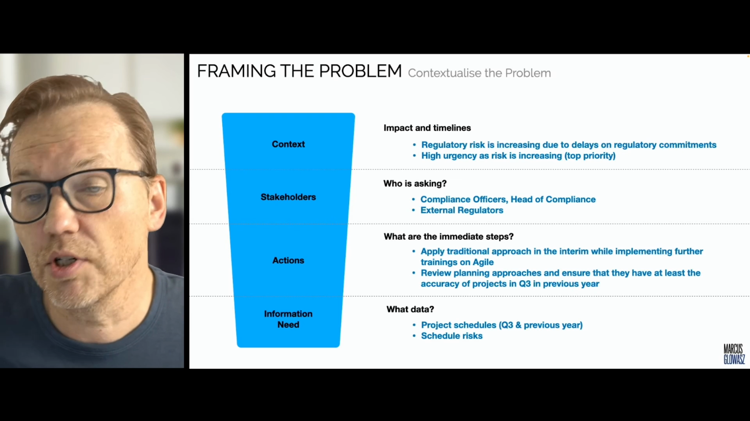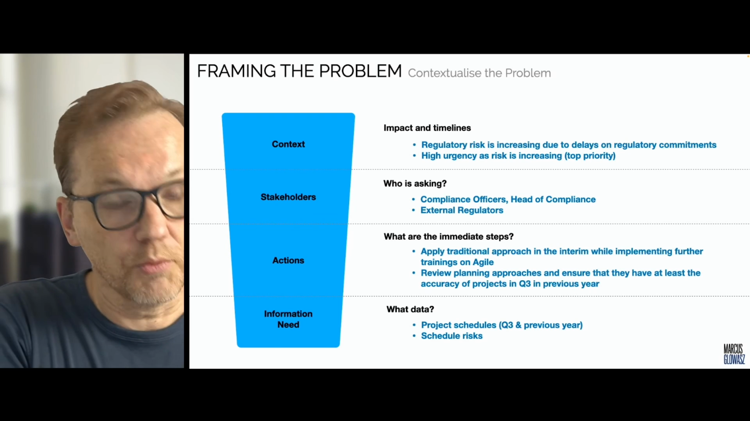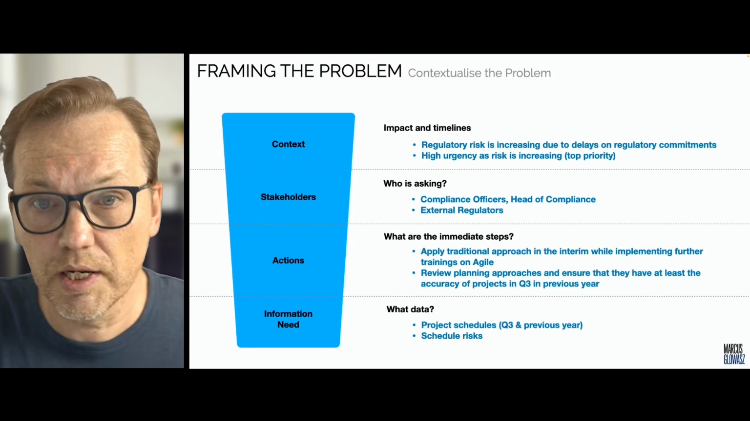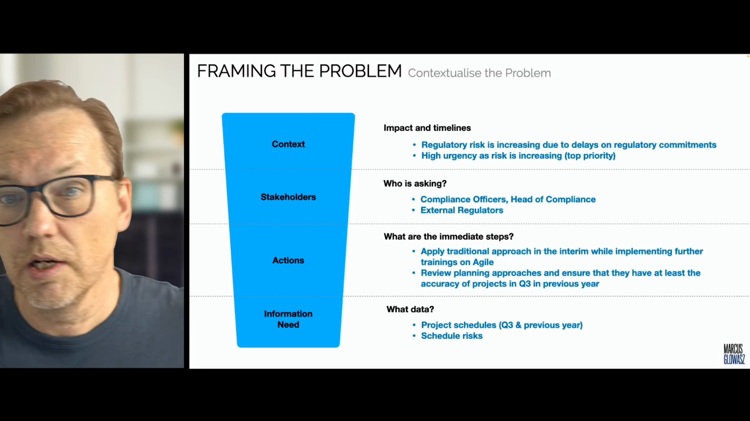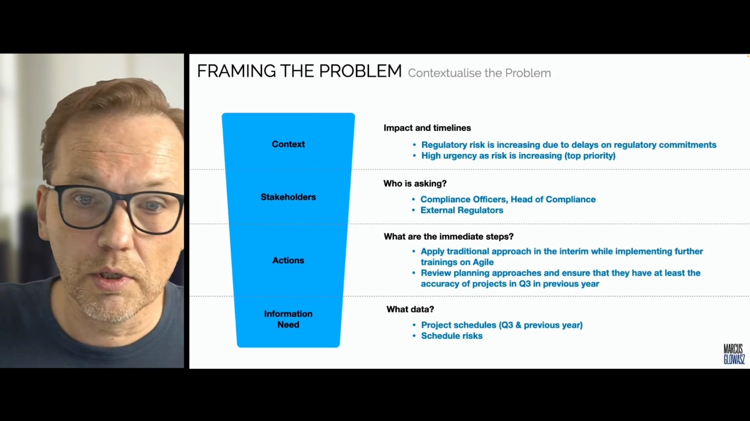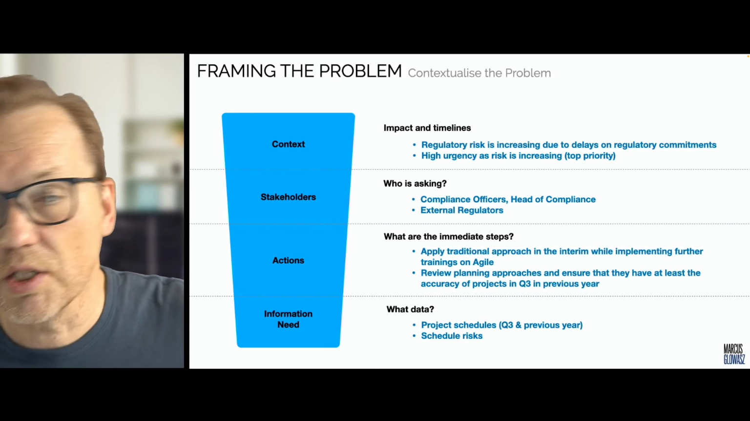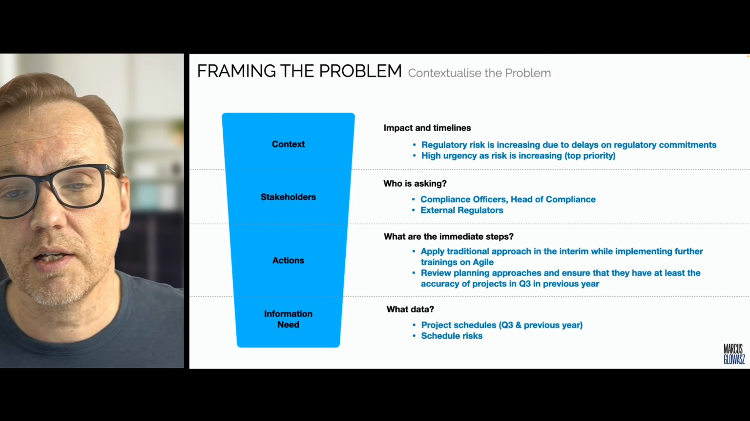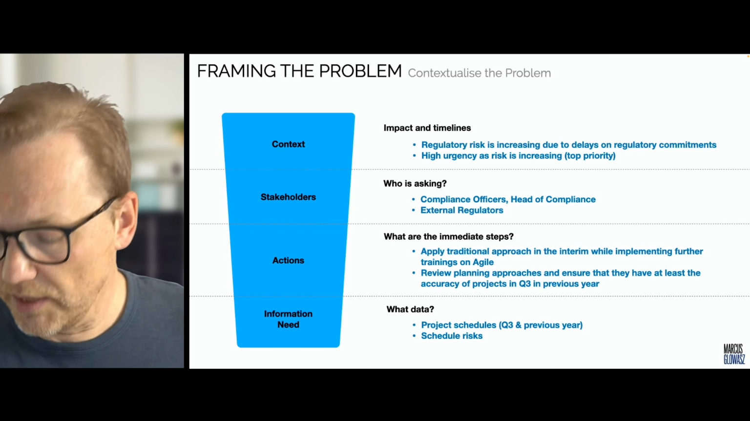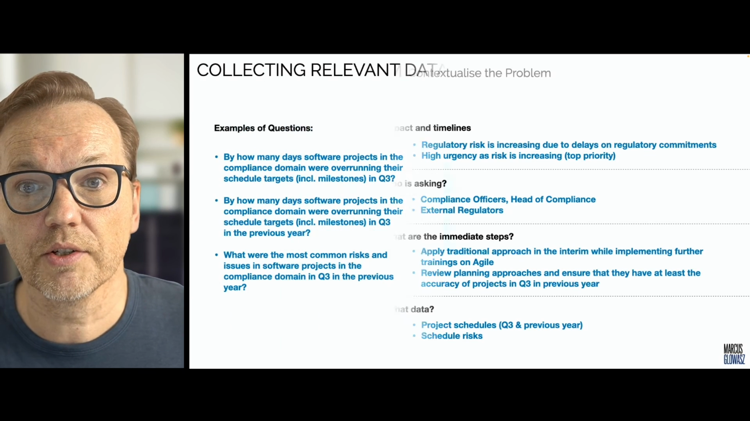So we have to look at the project schedules from how it was done at the moment in Q3 and then also in the previous year to make the comparison, right? And then also look up some schedule risks, potentially some other data, right? But just to simplify that here, we look at schedule data that we want to collect.